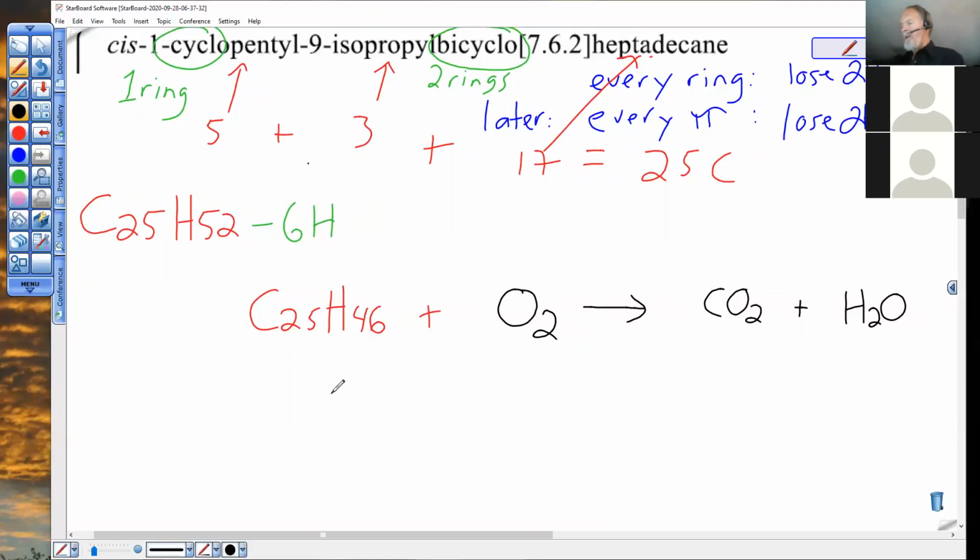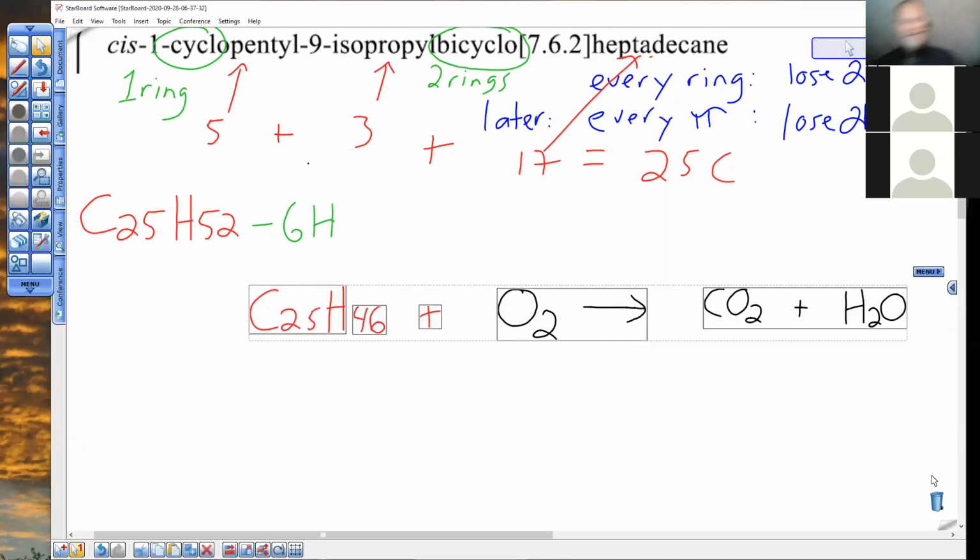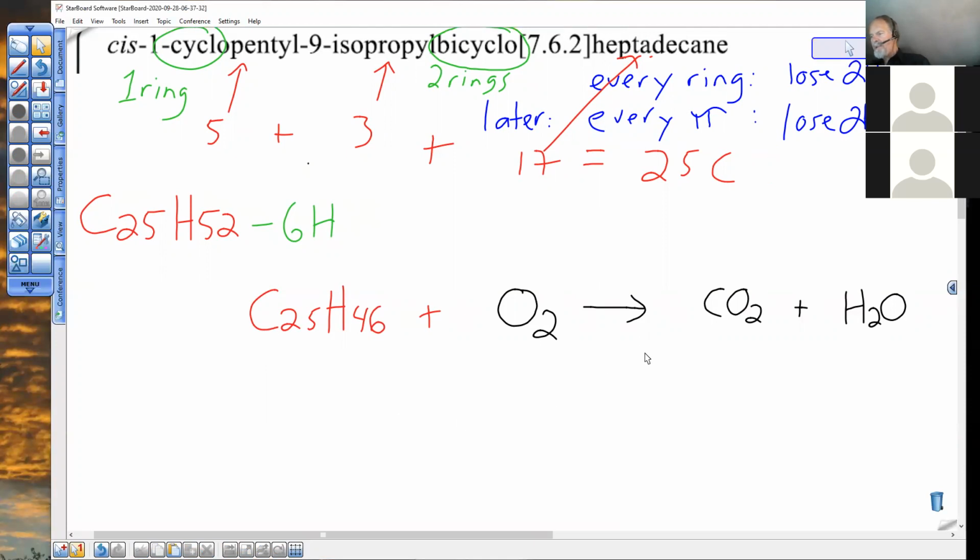And I'll do it the long way, and then I'll show you a shortcut and when you should use the shortcut. The long way, before I proceed though, I'm going to copy this. All right. The long way is to say carbons are a nice way to start. 25 carbons here. You can only add numbers in front here. So you're going to put 25 in front of CO2 because each CO2 has 1 carbon.